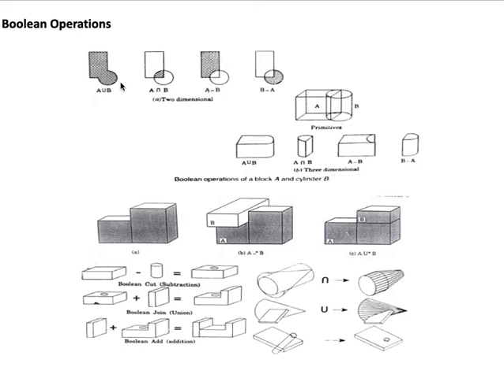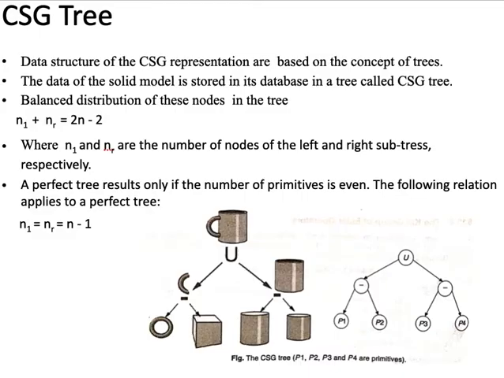and the difference, written as A minus B or respectively B minus A, consists of all points in A but not B, or respectively in B but not A. These are some examples of Boolean operations that we have shown here.